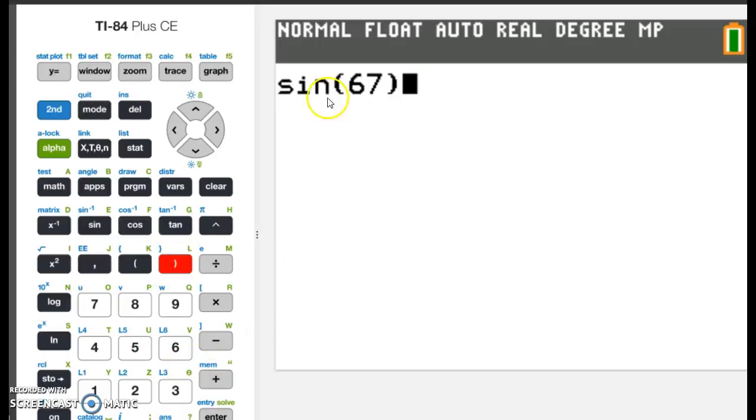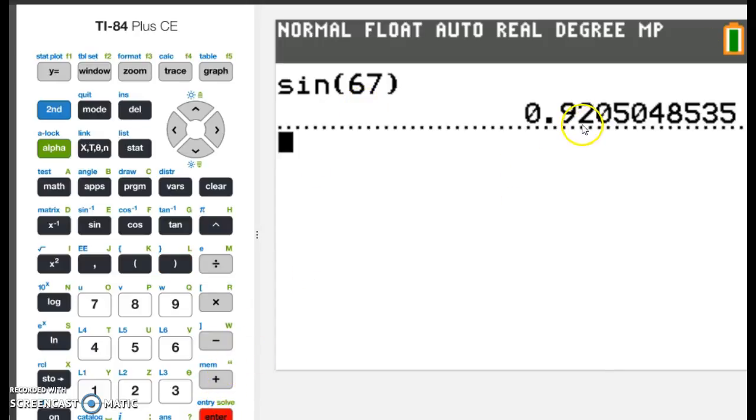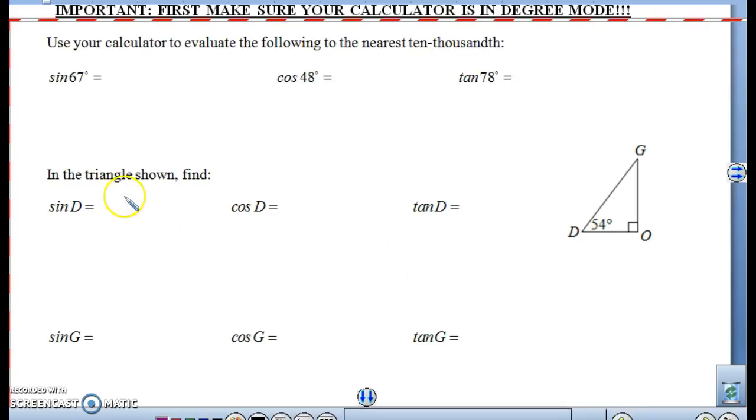Okay, so that looks exactly like what's on the paper. Press enter, and we're going to go to about 4 decimal places. So 0.9205 is going to be my value. So I'll flip back here. Sine of 67 is 0.9205.